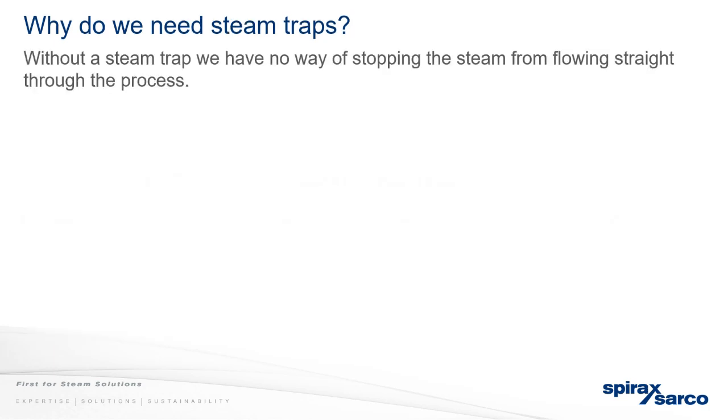As it says here, without the steam trap, we have no way of stopping the steam flowing straight from the process. So we need some way to control the steam, but also keep it dry enough to be able to use it.